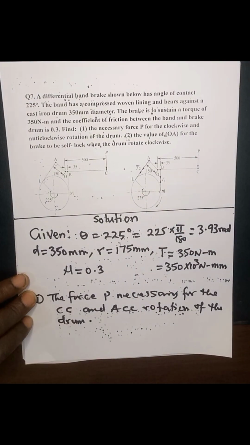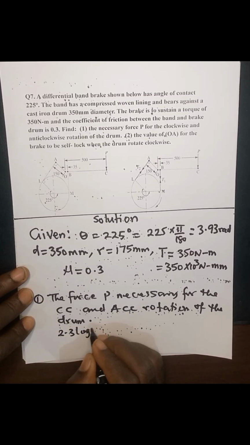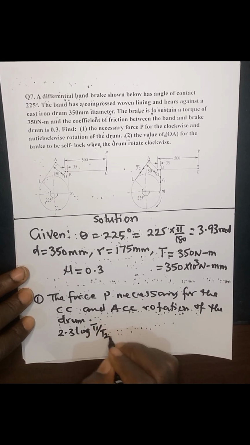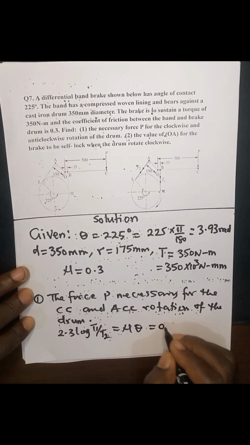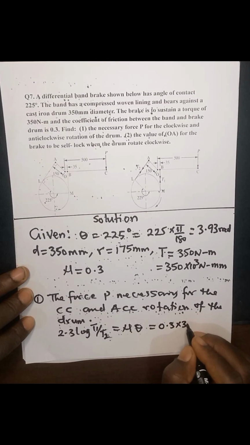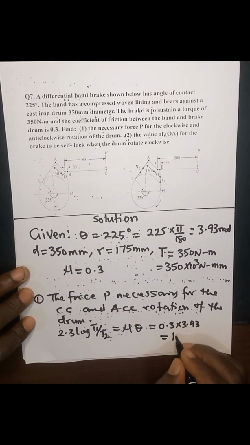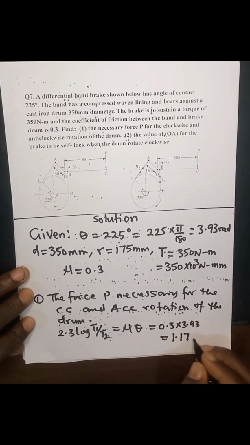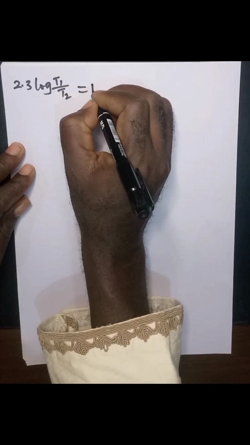Now, let us apply the relationship between the two tensions. We all know that we have 2.3 log T1 over T2 is equal to mu theta, which is equal to, our mu is 0.3, our theta is 3.93, and when we evaluate this, we are going to get 1.179.